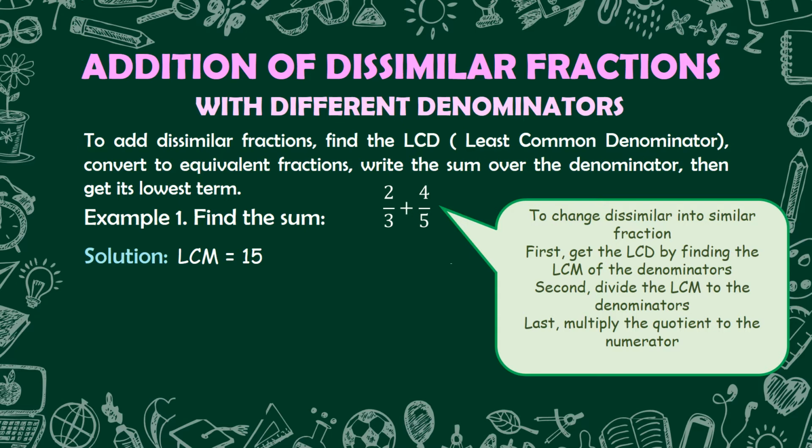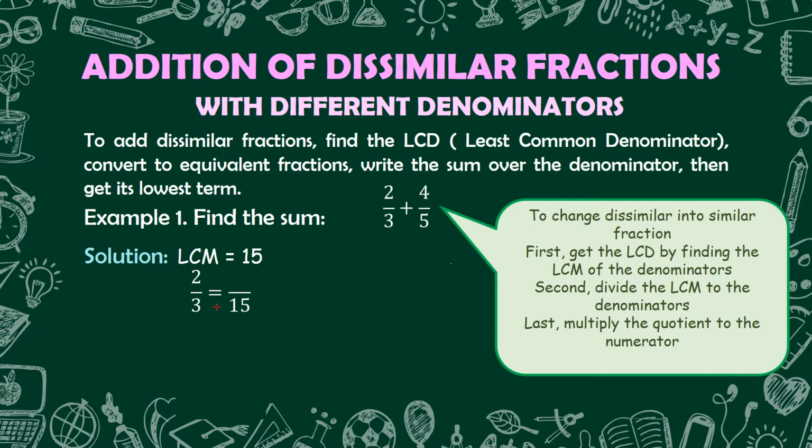So 3, 6, 9, 12, 15, 18. Then in 5, we have 5, 10, 15, 20. So the first common multiple they have is 15. That's why our LCM is 15. So we will copy the first fraction. We have the 2 over 3, then equals to over 15 because that will be our LCD. So it is said that we must divide the LCM to the original denominator.